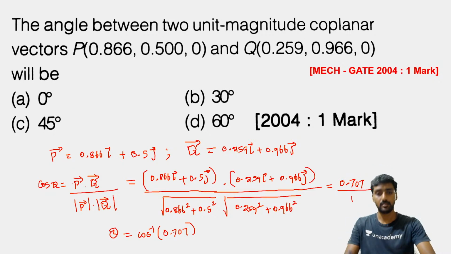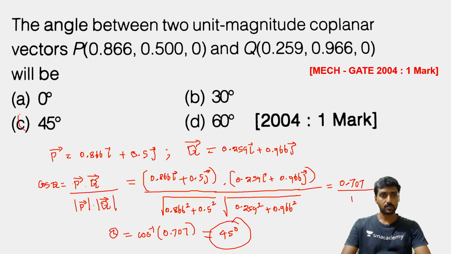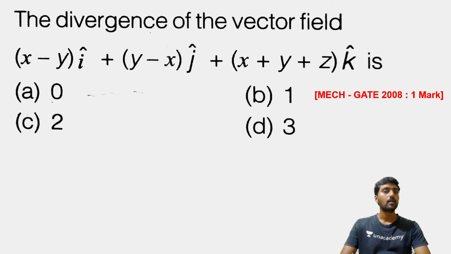I will explain it. Now, what will be the cos inverse of 0.707? It's 45 degrees. We are getting 45 degrees. It's option C. Here option C is the right solution for this question. Next.